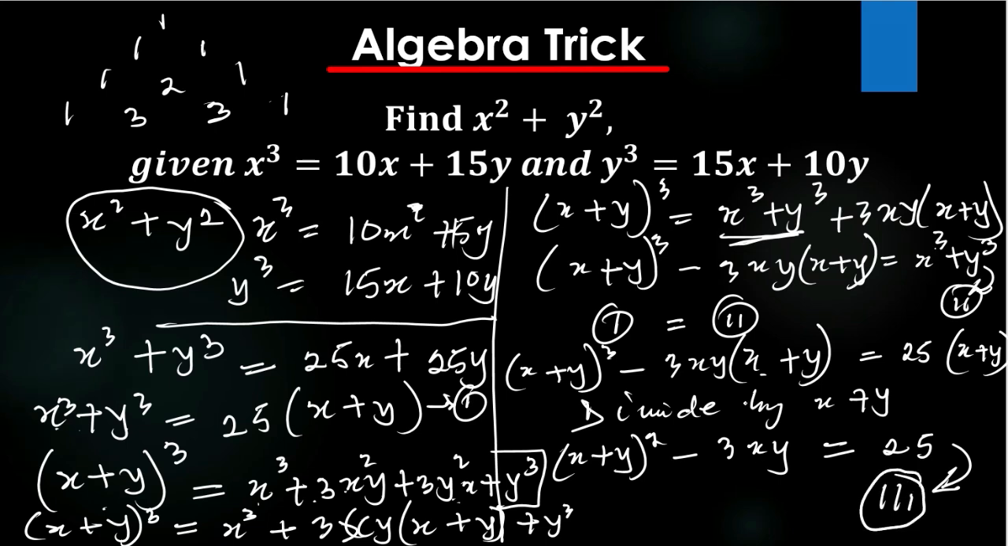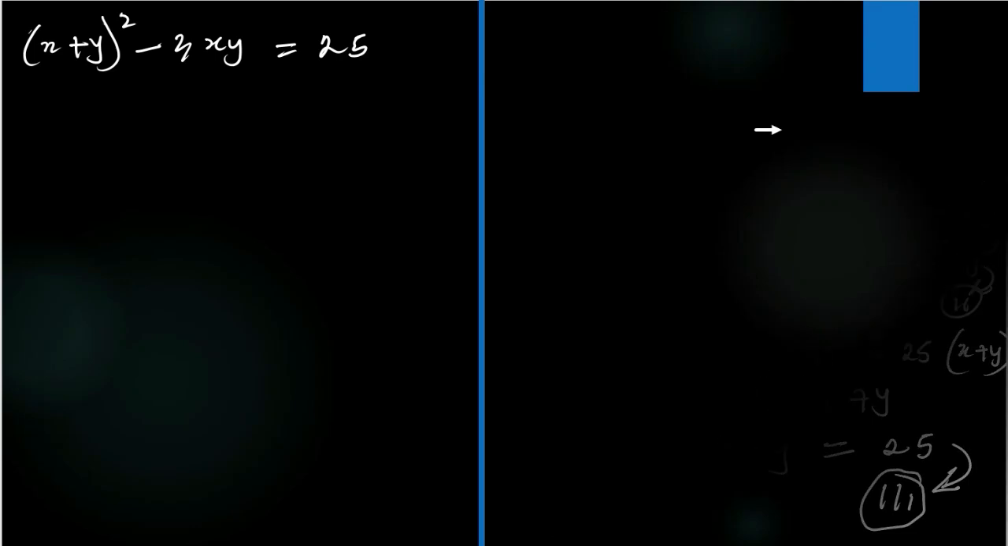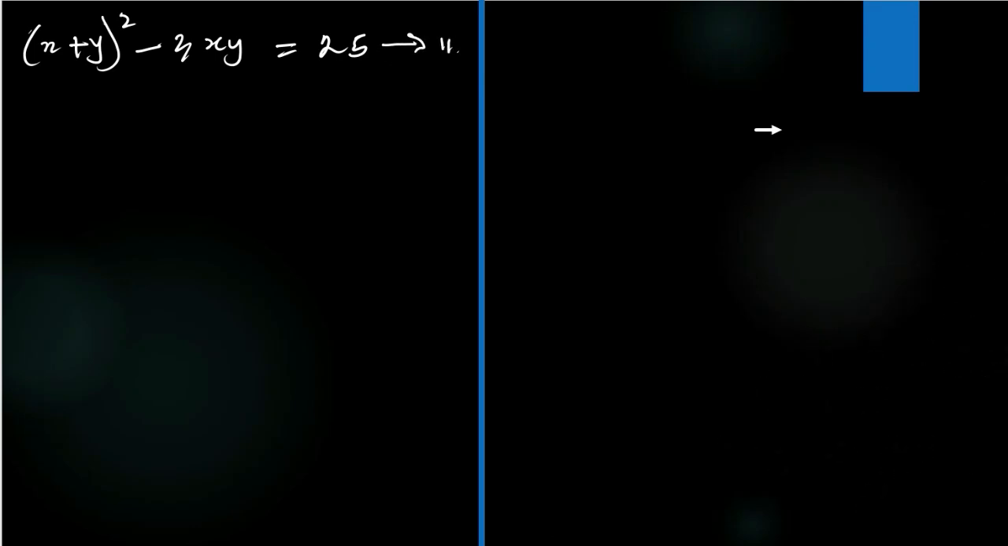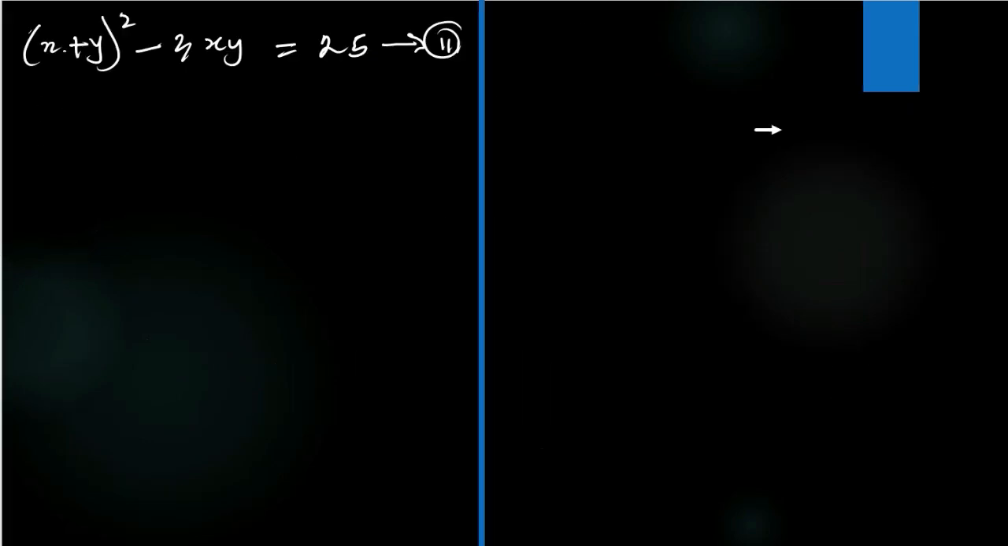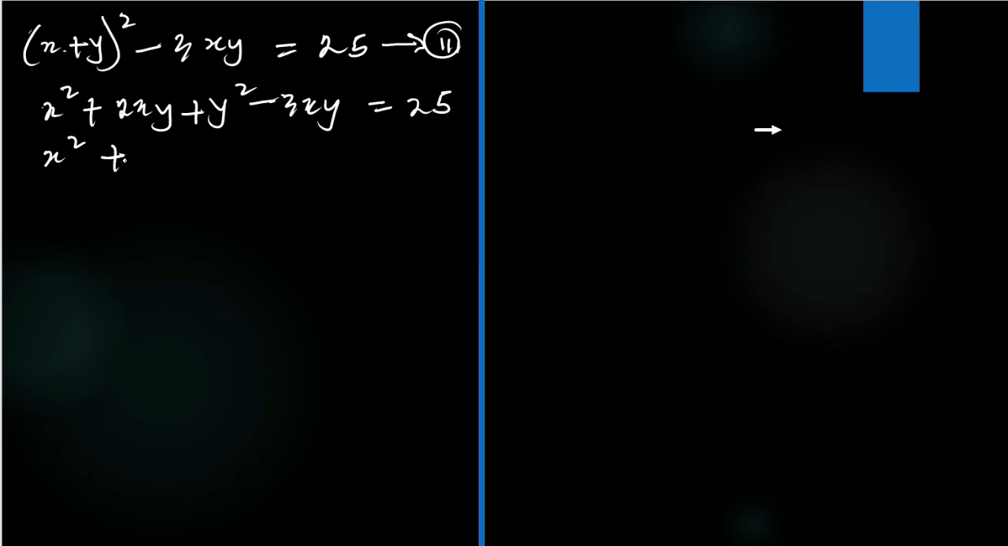Now, let's open another slide. I've simply rewritten equation 3. Now, if you look at this carefully, you see that I'm beginning to drive towards where we're actually going to. We're going to look for x squared plus y squared. Now, let's expand this. If you expand this, that will be the same thing as x squared plus 2xy plus y squared. Now, minus 3xy is equal to 25. So that x squared plus y squared minus xy is equal to 25.